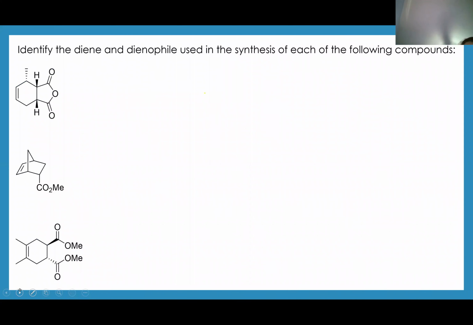Okay, so for this one, identify the diene and the dienophile used in the synthesis of each of the following. I'm just going to work through one of these with you and have you spend the rest of your time on this at home. I'm sorry, I should have drawn these bonds going down. When you're doing this type of problem, you just have to know which bonds were formed in the reaction, right? So how do you figure that out?